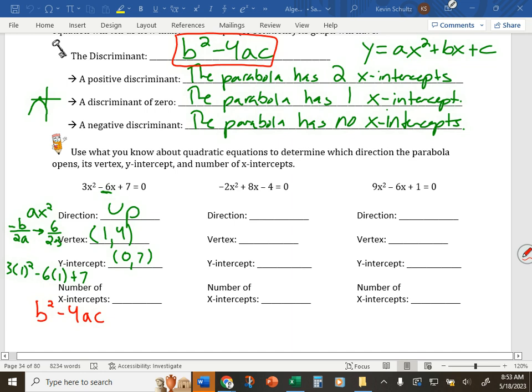What's our b value? Negative 6. -6. And this is where putting that in parentheses when you square it becomes super important. Because if you don't put parentheses and you square a negative number, it's going to be a negative answer. So it's going to square first and then tack that sign on afterward. You want to square -6. -6 times -6. So put it in parentheses. And then we're subtracting 4 times our a term, which is 3, times our c term, which is 7.